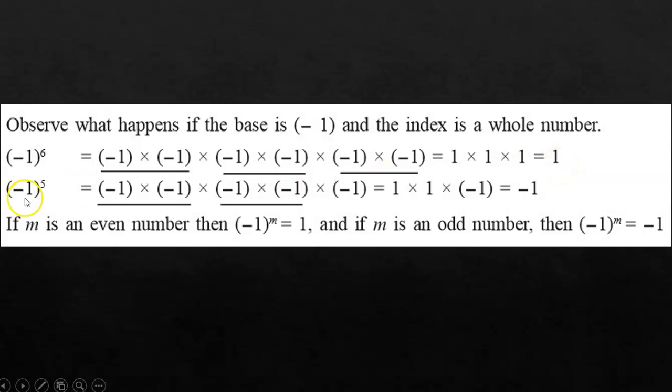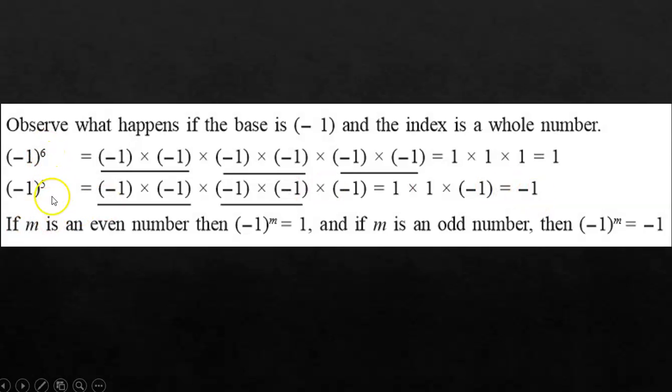Now look at next example. Negative 1 multiplied how many times? 5 times. So again this is 5 times. This is one pair. This is one pair. And this negative 1 is not in a pair. It is single. So this pair gives me positive 1. This pair gives me positive 1. But this is singular. So I have to write it as it is. So I am left with positive 1 into positive 1, which is positive 1. And positive 1 into negative 1 gives me negative 1.